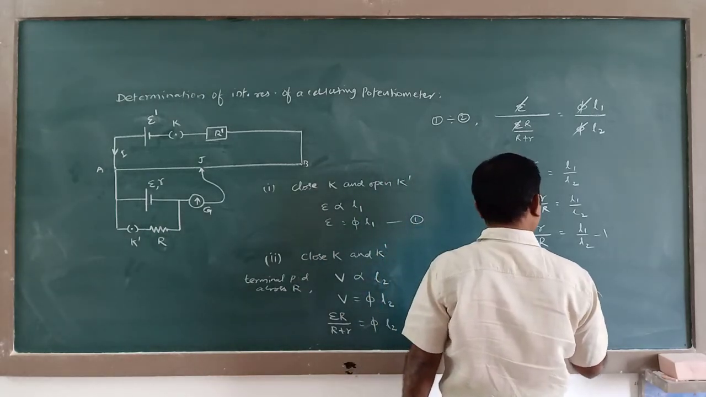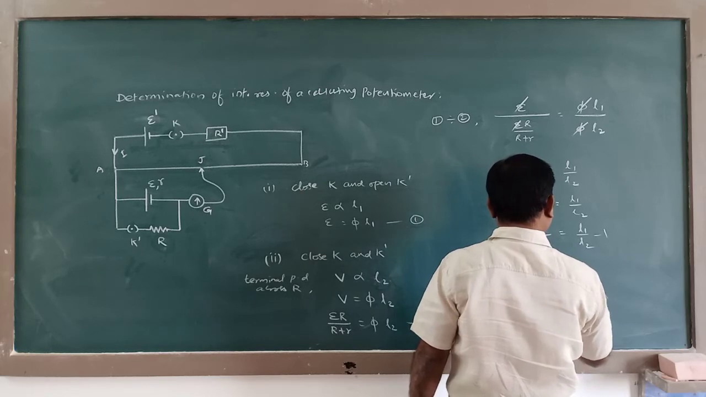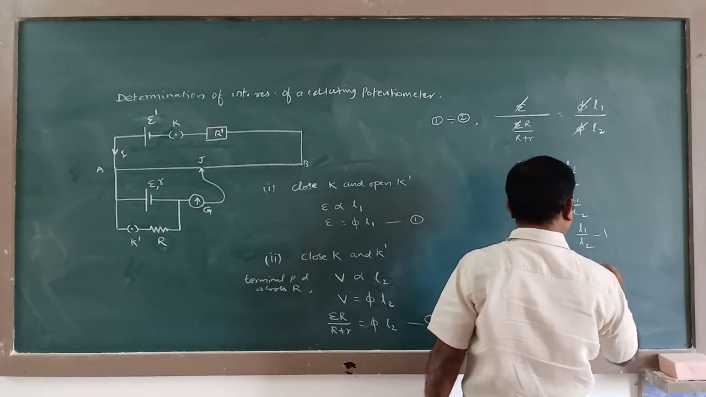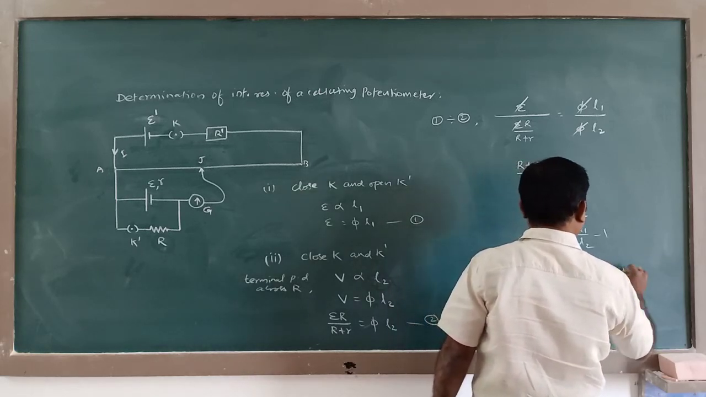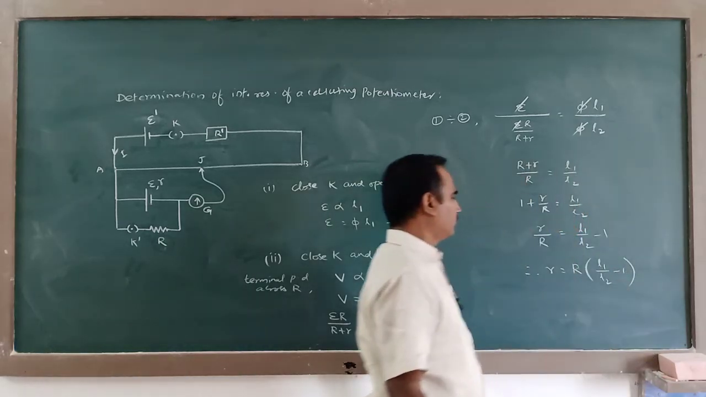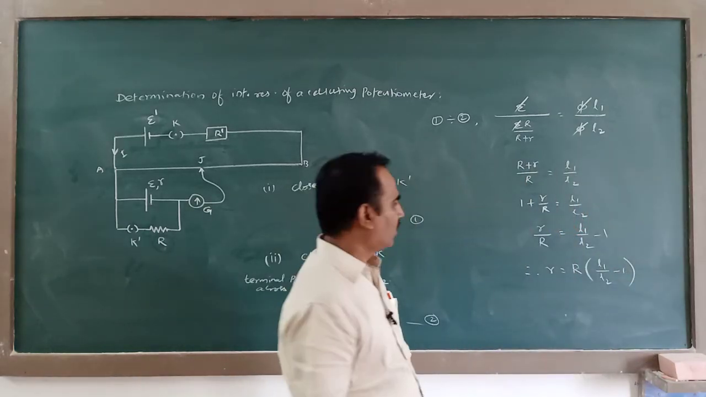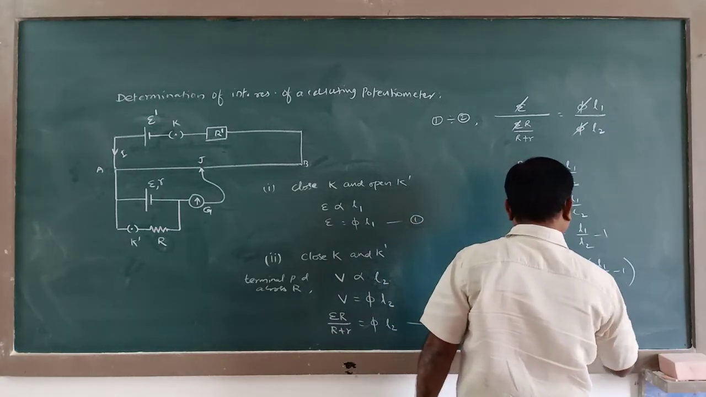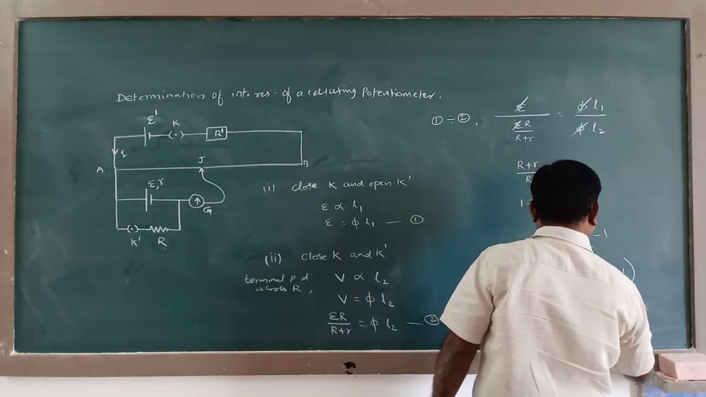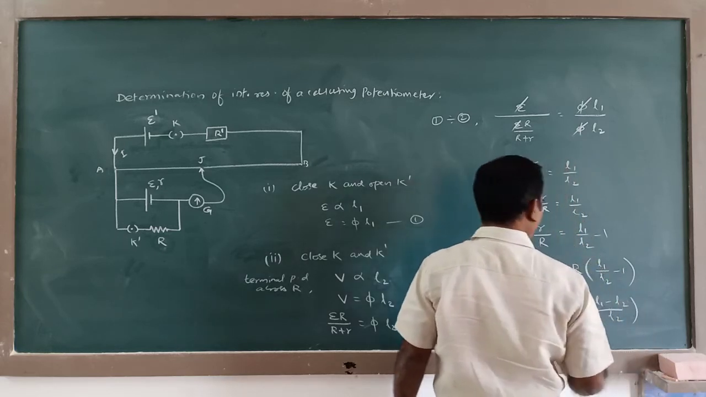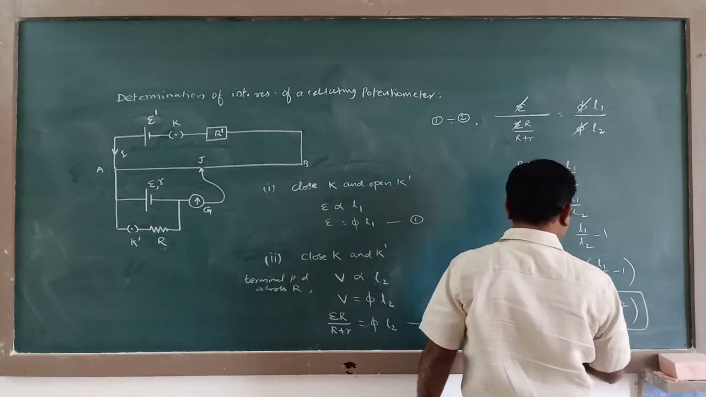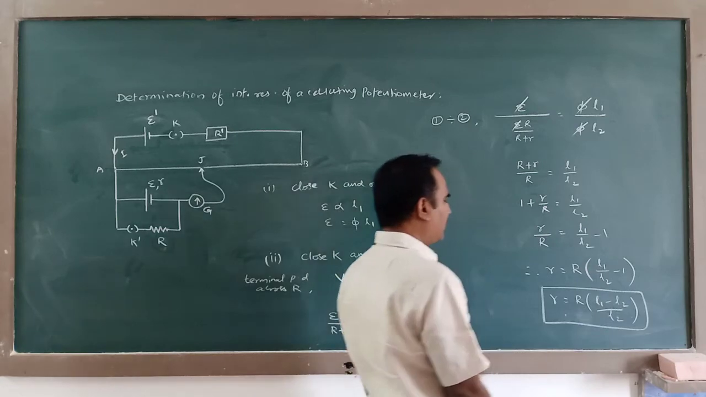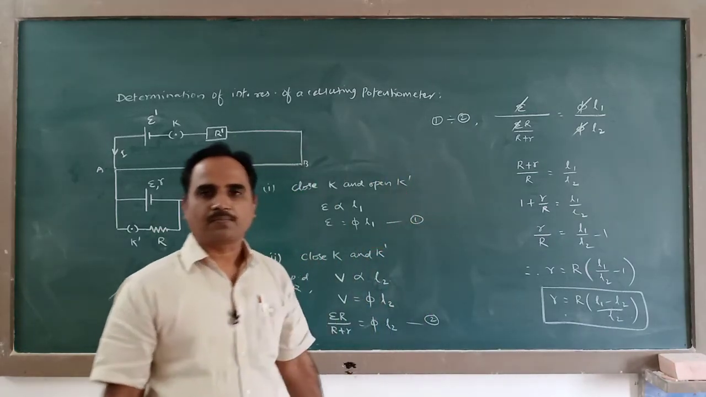Therefore, this R is equal to capital R into L1 by L2 minus 1. So this can also be written as R into L1 minus L2 divided by L2. This is the formula which you are using in the laboratory to find the internal resistance of the given cell.